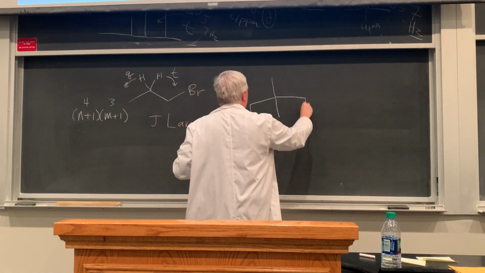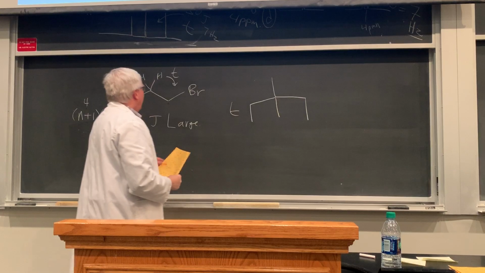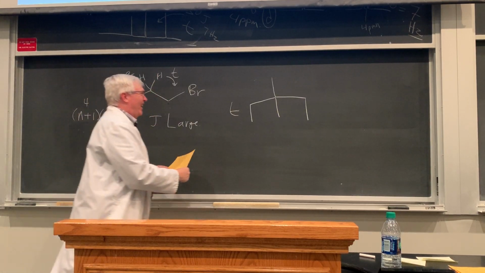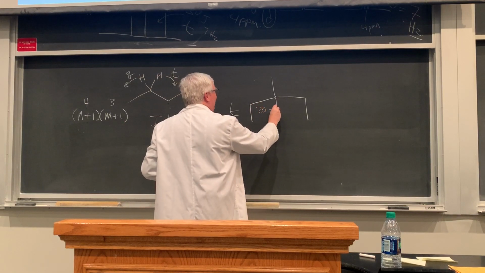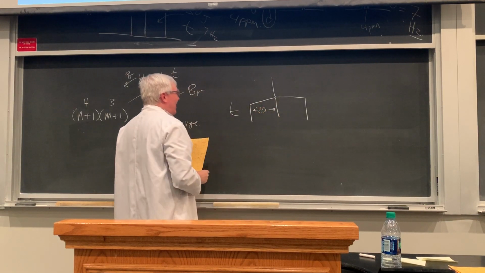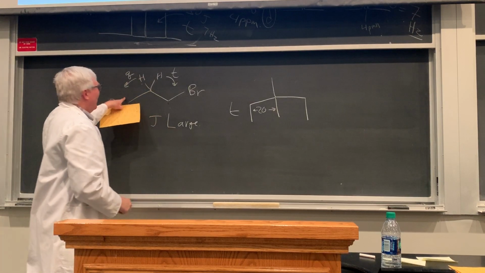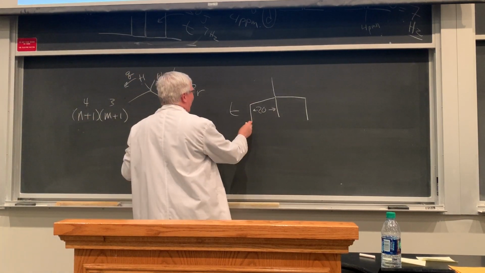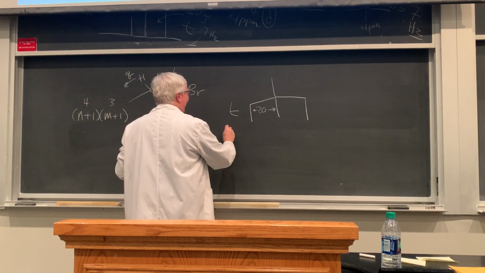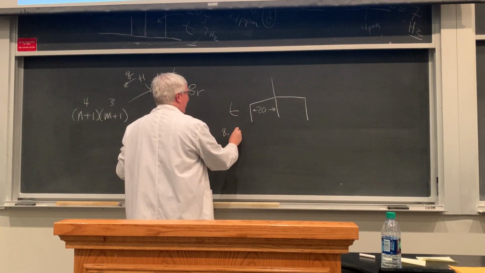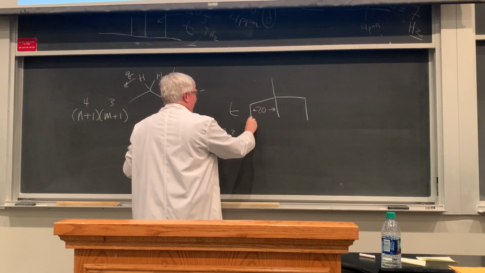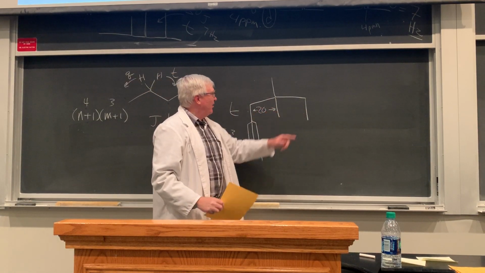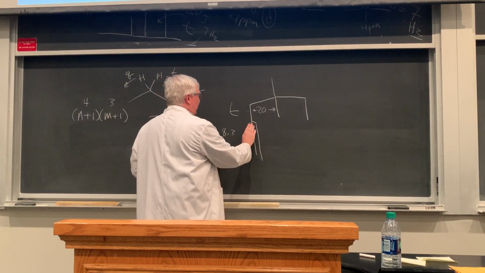Let's do the triplet first, okay? So if it was coupled over here, say like 20 hertz, okay? This 20 hertz would be this distance right here. And then let's say the quartet value is really small. Let's say it's like 3 hertz, okay, for the quartet. So 20 hertz there, and then 3 here. Then we get this, okay? Each one of these 3 lines out of the triplet would be split into quartets.